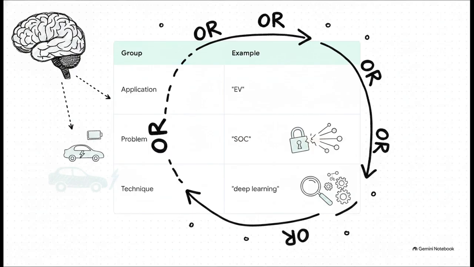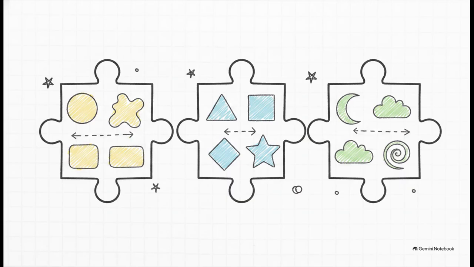We are not just throwing keywords at a wall hoping something sticks. We categorize them. So, we might have an application group, a problem group, and a technique group. And within each of these groups, we use our good friend OR to capture all our synonyms. And here is the magic.